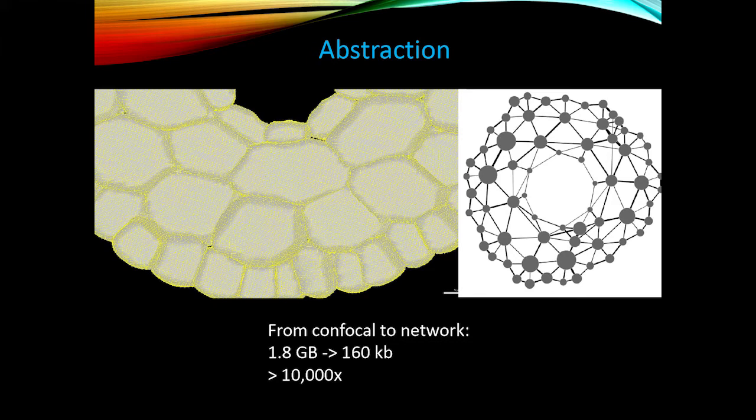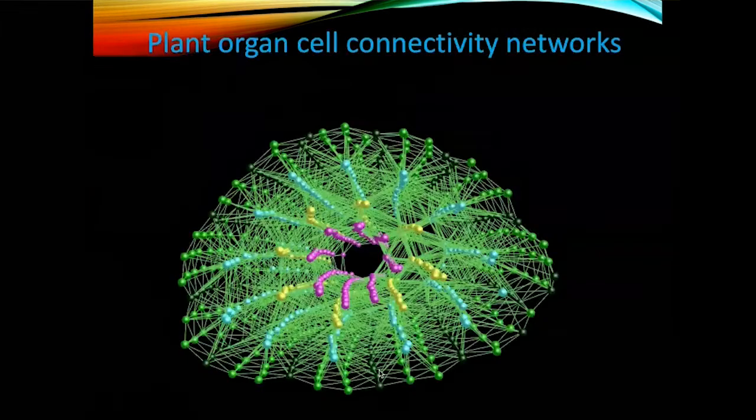So we go from these very large TIFF image stacks, which are around 1.8 gigabytes in size, and we can condense it into a text file, which is 160 KB. This is just one example. But it's a 10,000-fold abstraction in terms of data size. So we go from a very large file to a very small file. We go from effectively a qualitative data set to a quantitative data set, which we can now start to analyze.